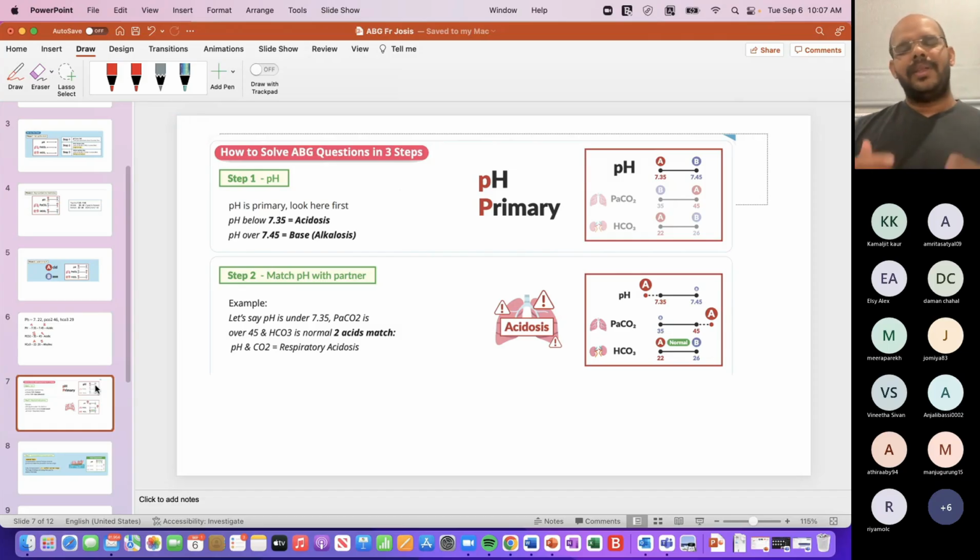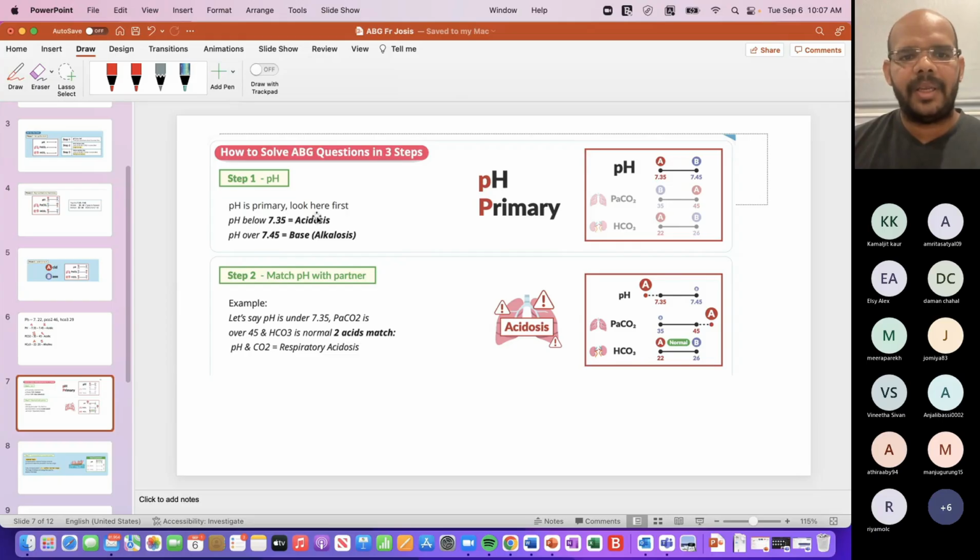Now the next step is the most dangerous thing, the one we all have trouble with: understanding the compensatory mechanism. There are 3 steps to know the compensatory mechanism. But before moving into the compensatory mechanism, let's finish this.